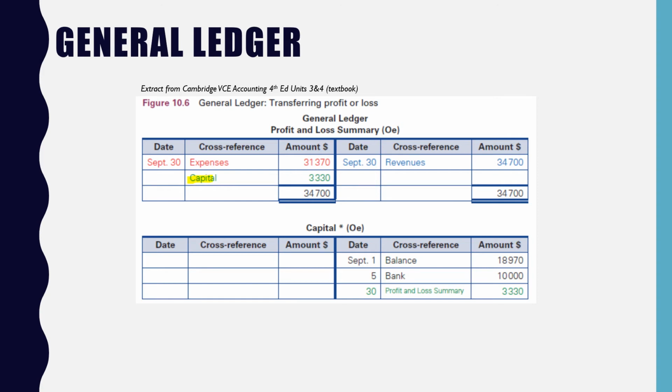Here's how the ledger accounts will look after we have posted the entry to transfer the profits. As we can see here, we are debiting the profit and loss summary account, and because the other side is the capital account, this is why we write capital in the cross-reference here. In the capital account, we have credited the account $3,330, and because the other side is the profit and loss summary, that is why we write this here in the cross-reference. Once we have transferred the profits, note how we also close the profit and loss summary account by totaling the amounts on both the debit and credit sides.